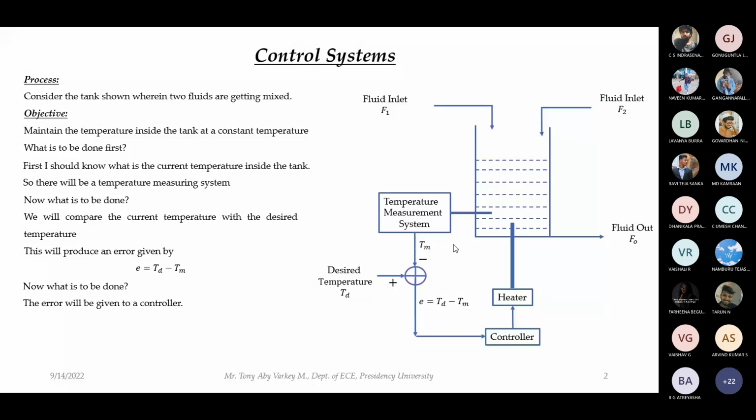Correct. So error is positive means desired temperature is more than the measured temperature, which means that I have to give more heat to the liquid. Then only it will reach the desired temperature. So the heater should be on. If the error is negative, what has to be done? Switch off the heater. So this is a very basic control system, which is known as on-off control system. You will either switch on the heater or switch off the heater.